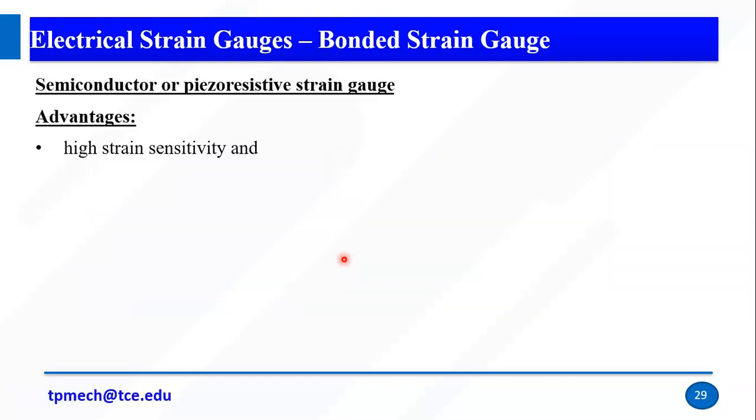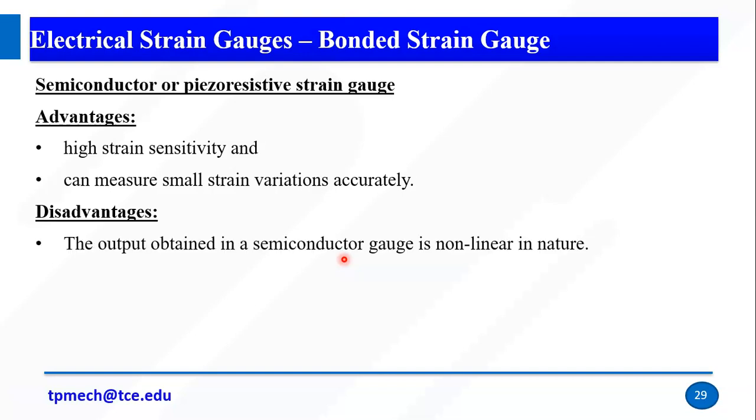The advantages are that it has a high strain sensitivity and it can measure small strain variations accurately. Sensitivity is very high and it has a good response time, so if I give any input, I can get the output. Disadvantages: the output obtained in semiconductor gauges is non-linear in nature.